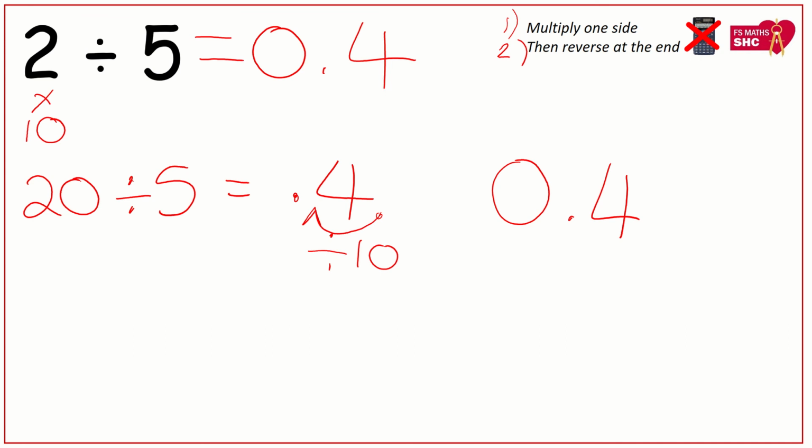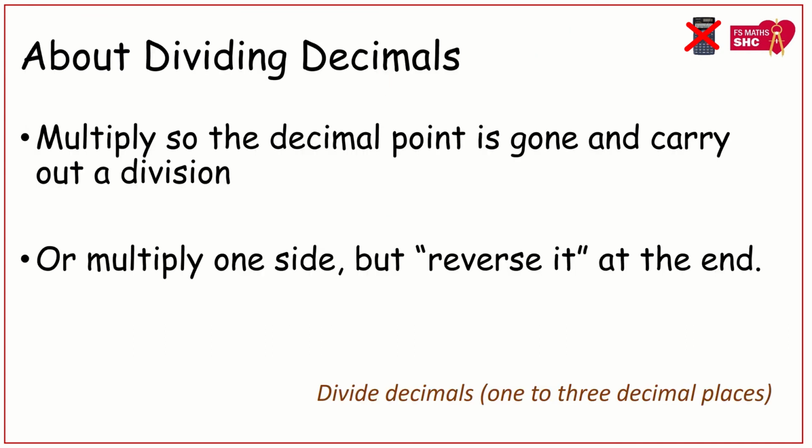to that one there. Okay, so about dividing decimals, the first 4 we looked at, we were multiplying so that the decimal point was gone. We just multiplied both sides and then we did a division. But the last one was slightly different because the number on the left, that 2, was too small, so we just multiplied that one side and then we reversed it at the end.